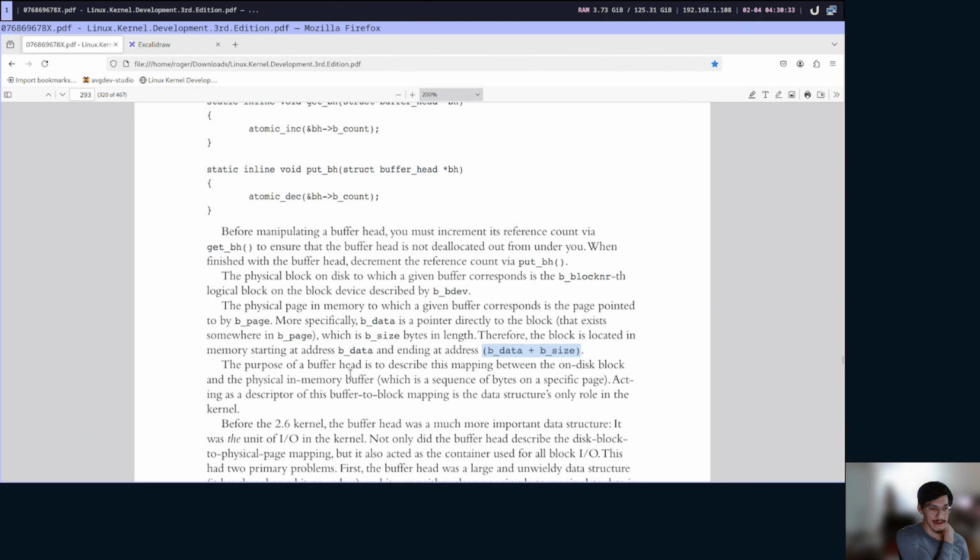The purpose of a buffer head is to describe this mapping between the on-disk block and the physical in-memory buffer, which is a sequence of bytes on a specific page. Acting as a descriptor of this buffer to block mapping is the data structure's only role in the kernel.